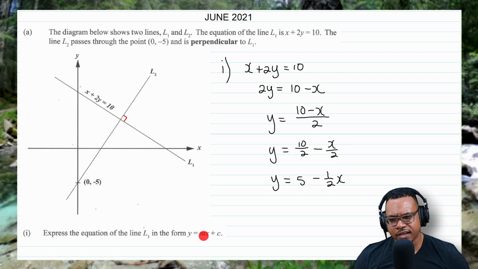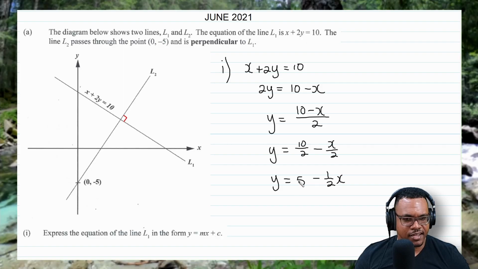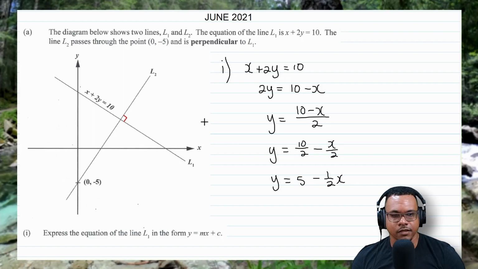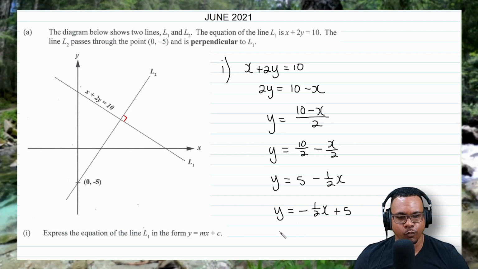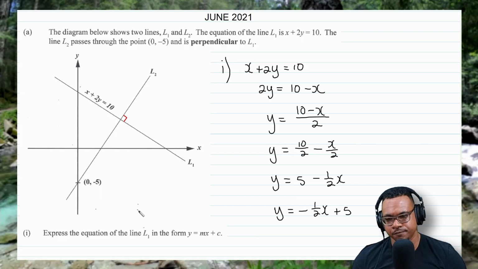And now seeing that we want the mx first and then the c, I'll write this negative a half x first and then the positive 5. So I'll have y is equal to negative a half x plus 5. And that's the equation for L1 in the form y is equal to mx plus c.